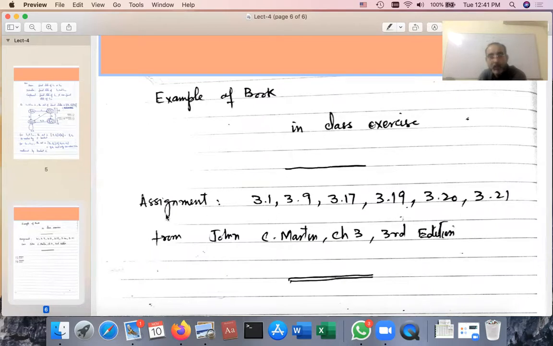And now you have this first assignment in Chapter 3. When you go to the end of Chapter 3, there is an exercise there and you have to solve these problems: 3.1, 3.9, 3.17, 3.19, 3.20, 3.21. You have to solve these problems and then submit your first assignment.